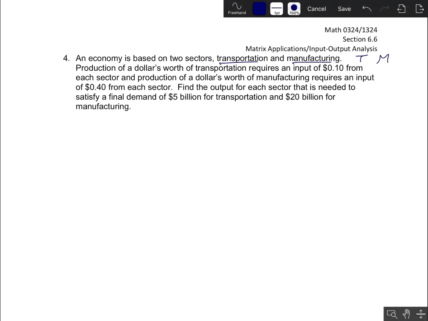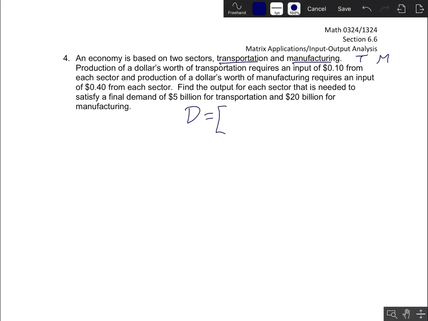I'm just going to call those T and M. And it says that the production of $1 worth of transportation requires 10 cents from each sector. And the production of $1 worth of manufacturing requires an input of 40 cents from each sector. So in other words, to produce $1 worth of manufacturing, you're going to need 40 cents of transportation and 40 cents of manufacturing. And then it says find the output for each sector that is needed to satisfy a final demand of $5 billion in transportation and $20 billion in manufacturing.